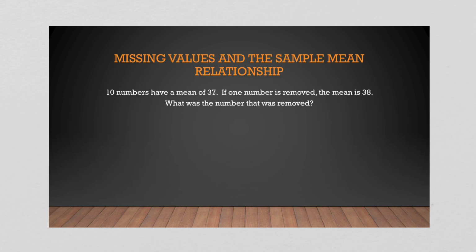So the last one is one that makes you think just a little bit. Missing values and the sample mean in a relationship. So I have 10 numbers with a mean of 37, but we don't know those numbers. So the best way to think about this is, okay, one number plus all my other numbers plus my 10th number divided by 10, because that's how many numbers I have, is 37. So what that tells me, multiply both sides by 10, is that the total of those 10 numbers must have been 370. All right, a little bit of algebra there.